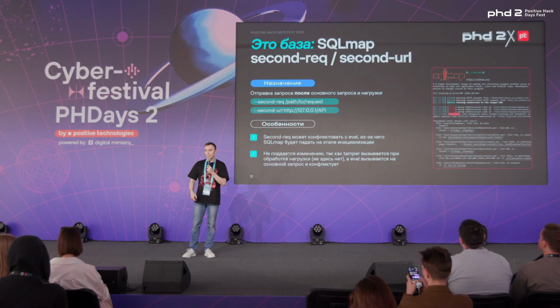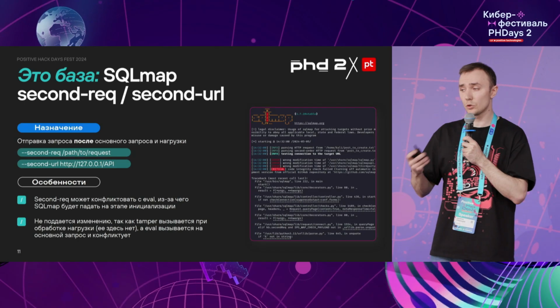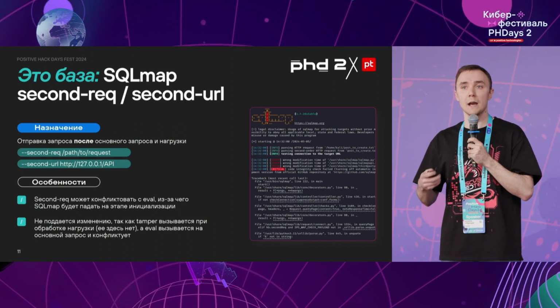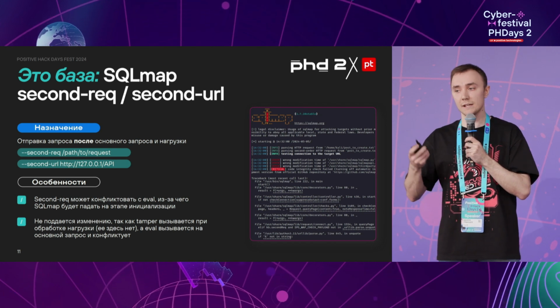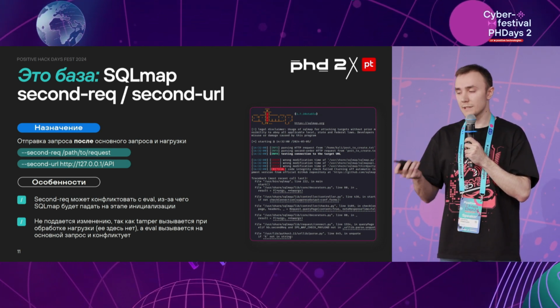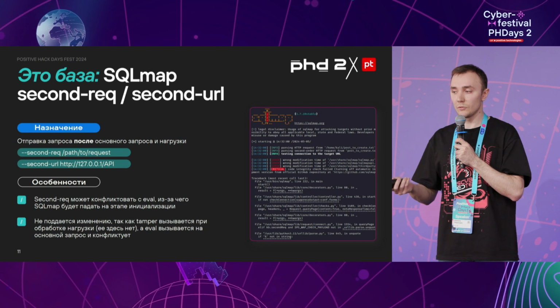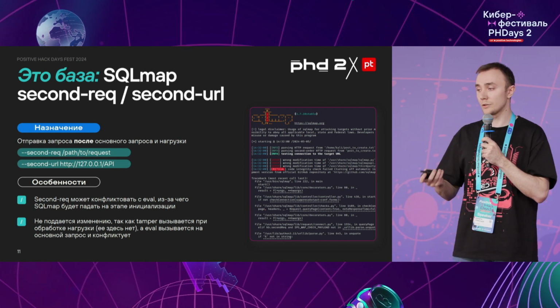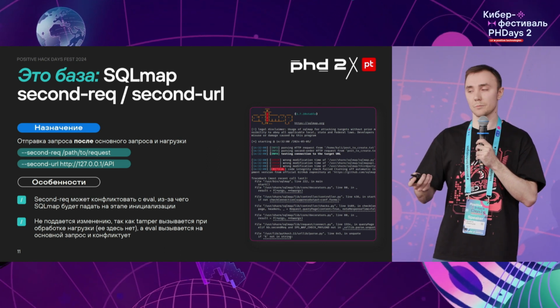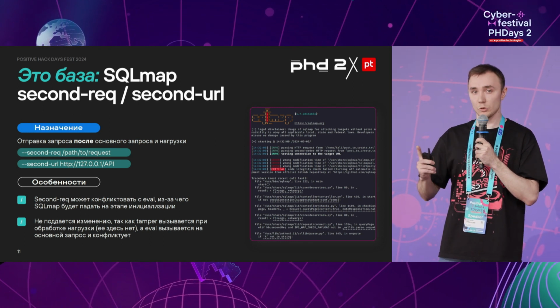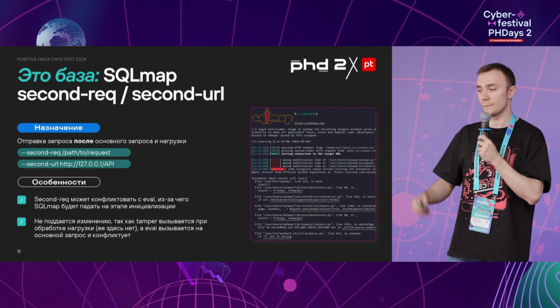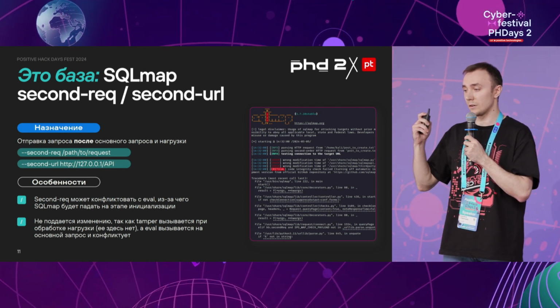Next parameter, and the last one from sqlmap that can help us deal with multi-stage injections: second-req and second-url. Second-req is like -r. It's a file that contains a request, a query, post, get, etc. With second-url, you send a URL that should be executed after the first request. So it can actually execute just one request after it executes the payload.